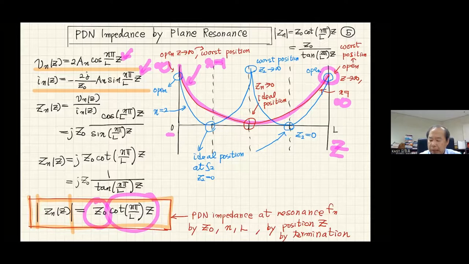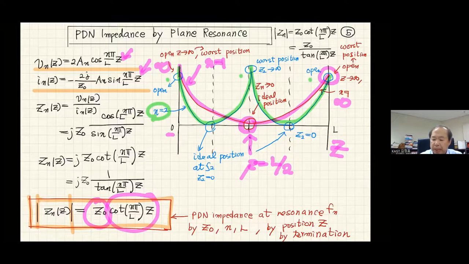And when G is half of the length of this waveguide, we're going to have zero impedance. That's why at this point we have zero impedance. That means we're going to have minimal voltage drop with the maximum current capability. For the case of N equal to 2, we're going to have this kind of waveform. That means impedance is going to be very large at open termination, at the center, and at the edge.